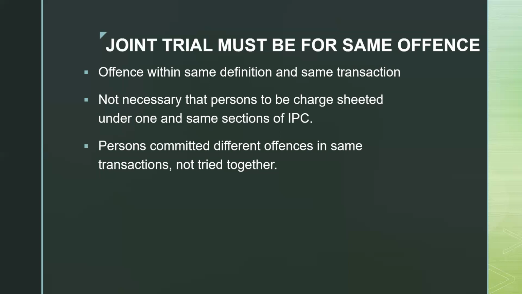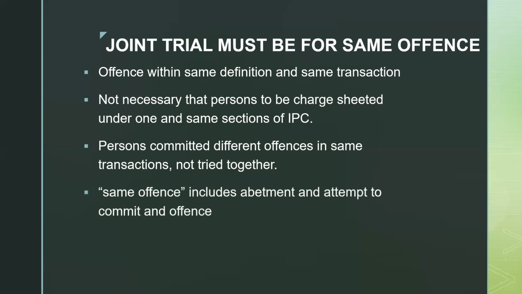Or we'll say if A is accused of murdering C, again, murder comes under 302, and B is accused of instigation of A as well as murdering of C. Then in this case, we can say that joint trial is permissible under law because it's all the same offense. There's a common offense for them. And in this section, it states the same offense includes abatement and attempt to commit the offense.